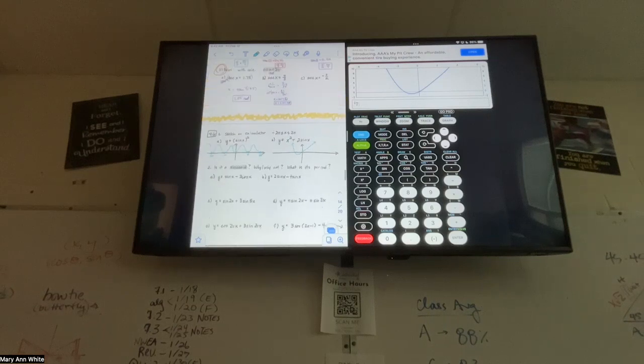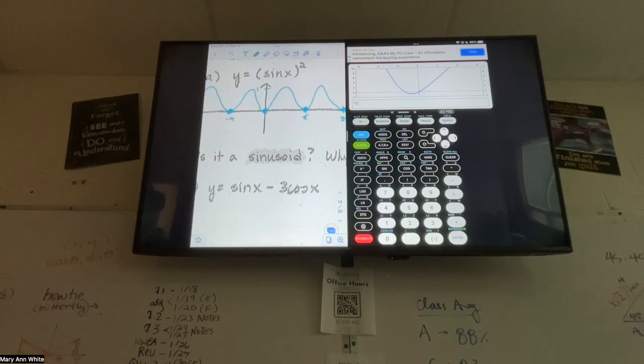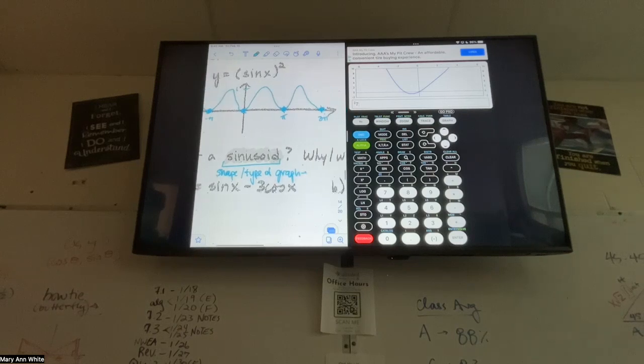Now, the next part of 6.1 is this new vocab word. It's the word sinusoid. Sinusoid means the shape or the type of graph that we have, and it's that kind of waviness. Sinusoid means it looks like a sine graph, so it's a wavy graph.